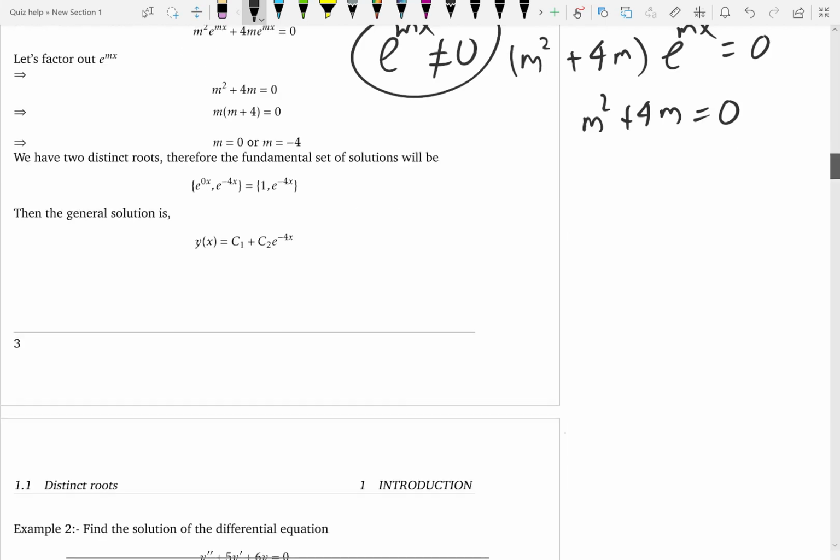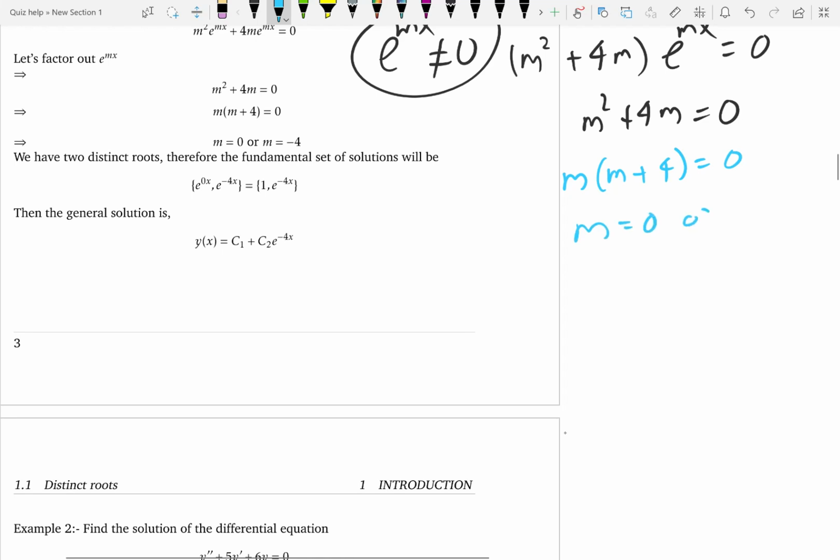Now you tell me, what are the two m values here? Can we factorize this here? Yes, this is the simplest quadratic equation you can get, right? You can factor out an m. So m times (m plus 4) is equal to 0. So what does it mean? Either m is 0 or m is negative 4, right? So we have two distinct values for m.